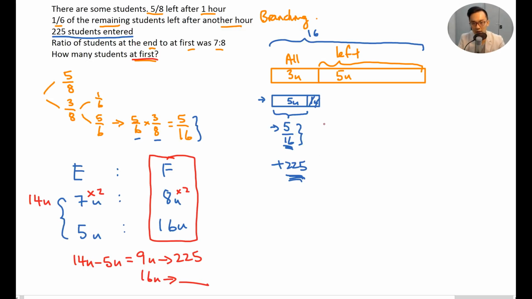The key part that you need to understand, and I drew the model for you, is actually this part. All right, how you get that your 16 is actually your ratio at first, and your 5 is actually this, and the difference is this 225 students that entered. All right, once you can figure this out, then the rest is quite easy.